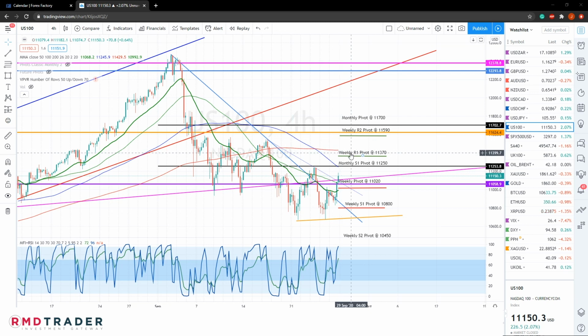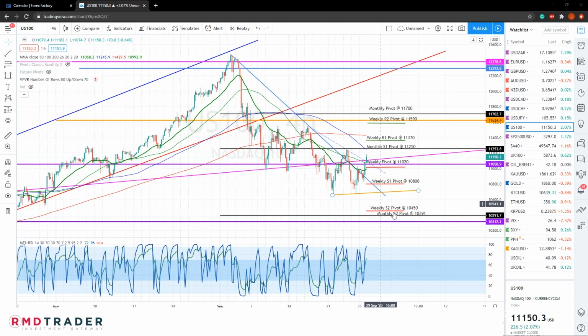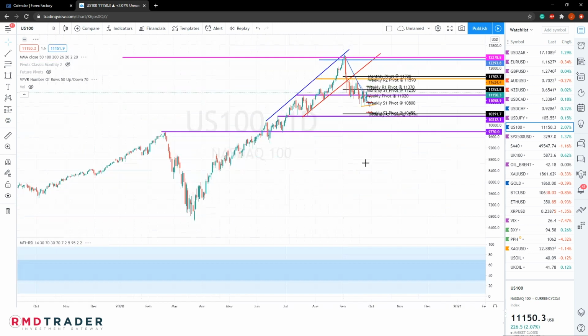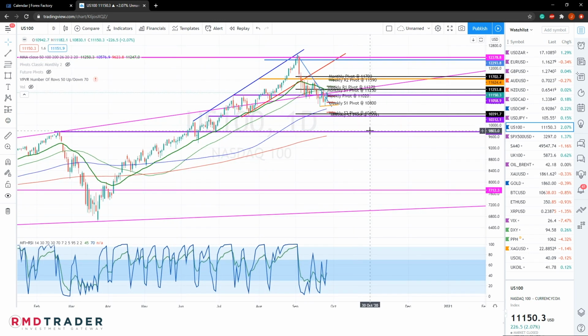So if it rejects from this level and gets below this monthly S1 pivot level again, it's possible that we will move lower and retest these previous lows from last week, probably near the weekly S1 between 10,800 and this lower diagonal support now at 10,700. If price does break below that, the initial short targets would be this area between 10,391 and 10,450. And if that were to break, there is lots more downside, and price could even move as low as this 9,780 level, where it will possibly meet up with the 200 SMA on the daily.